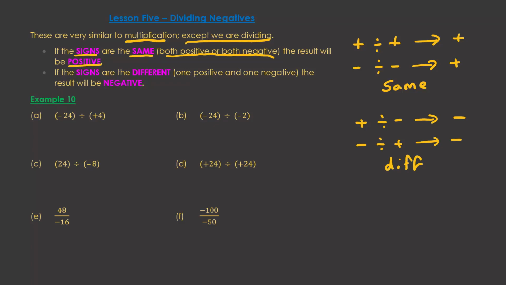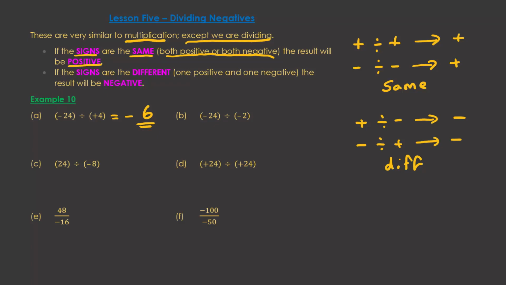So if we have negative 24 divided by a positive 4, those signs are different, telling me the answer will be negative. And then just like with the multiplication, I just ignore the signs and just do 24 divided by 4, which I know is 6.